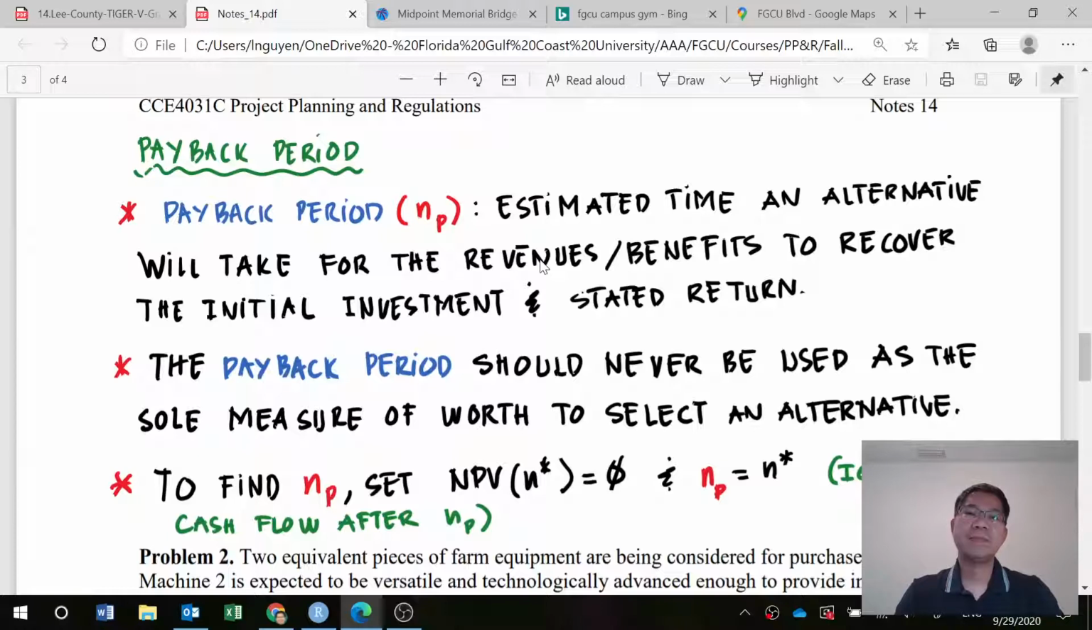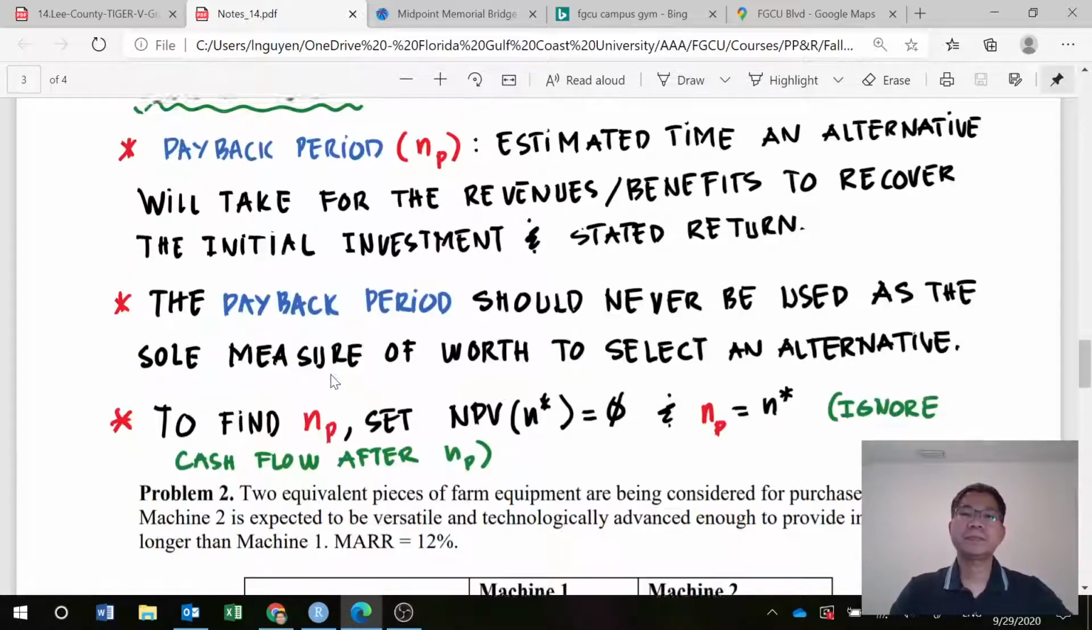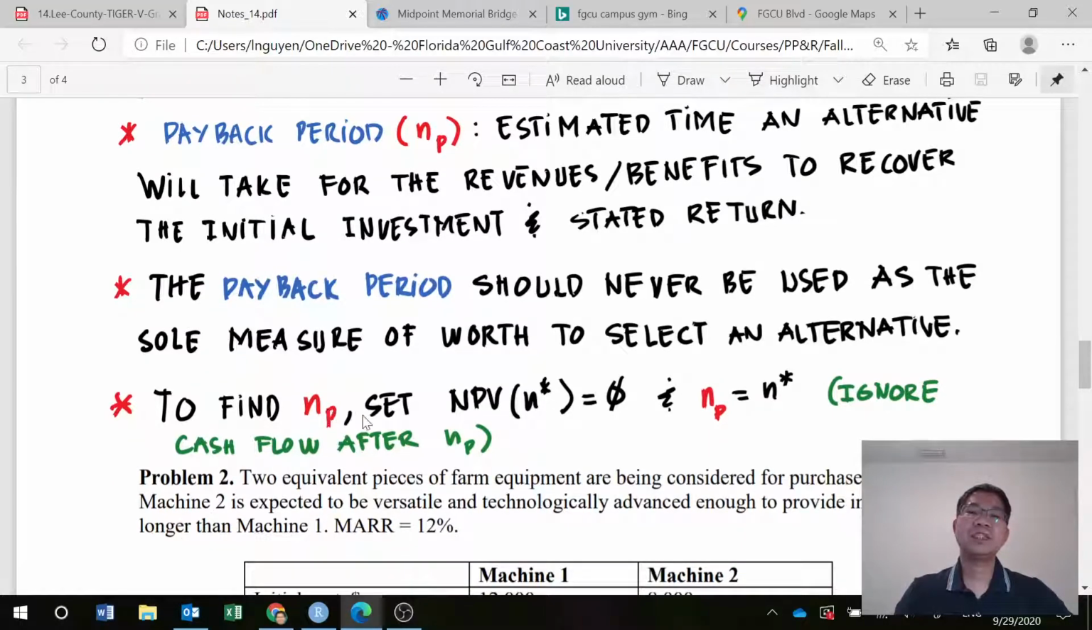Why is that? When you watch problem 2, which we solve after this lesson video, in the coming lesson video, you will see in that problem why we should not use the payback period as the sole method to select an alternative.